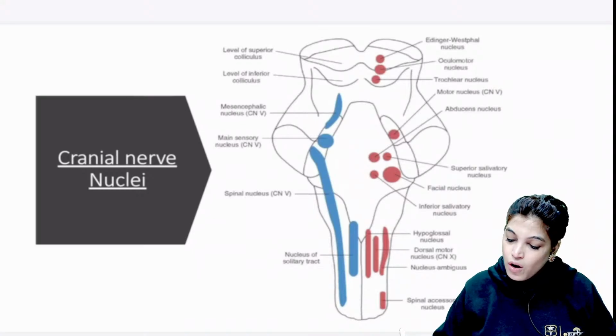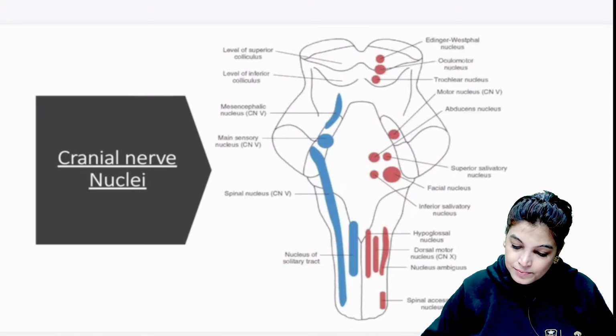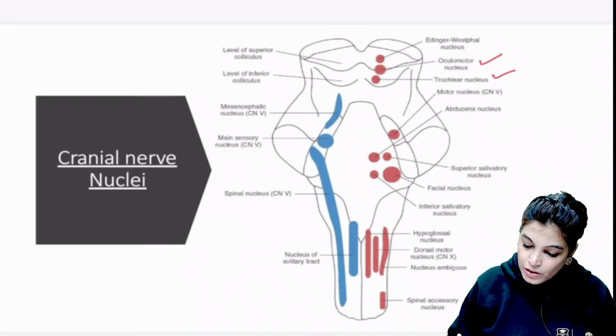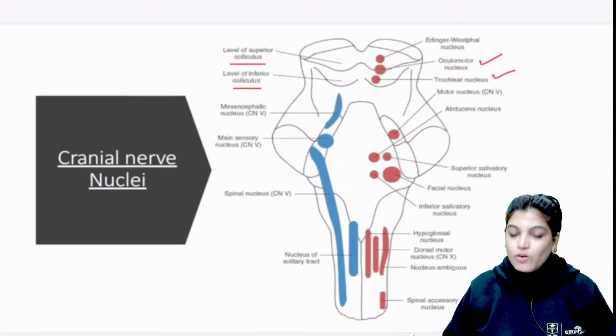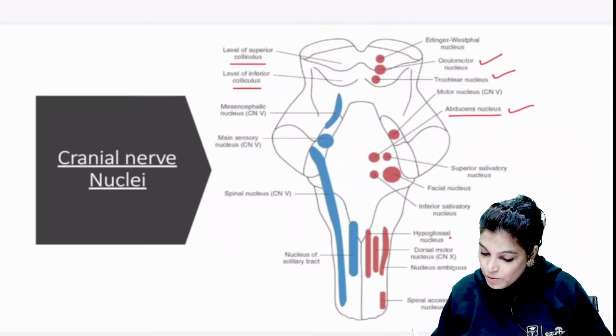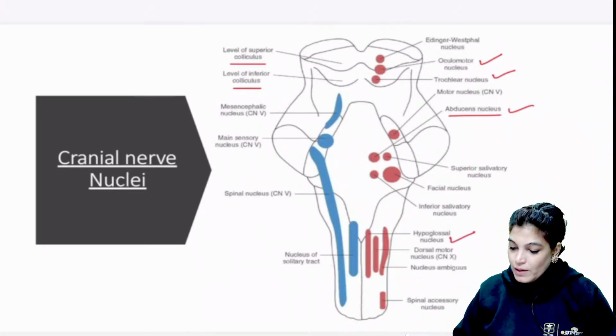So we have finished with the oculomotor and the trochlear. You can see here the oculomotor nucleus is located in the midbrain at the level of the superior colliculus, and the trochlear at the level of the inferior colliculus in the midbrain. The abducens nucleus is in the pons, and the hypoglossal nucleus is an elongated nucleus located in the medulla oblongata.